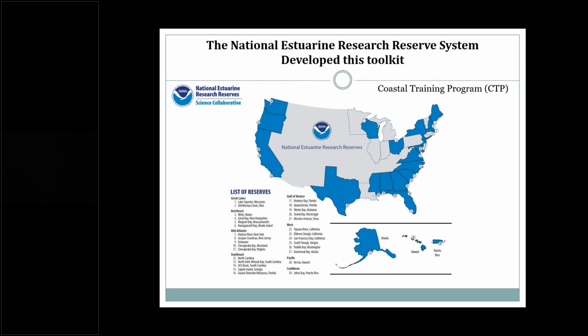So if you're unfamiliar with the National Estuarine Research Reserve System, it's a place of 29 marine protected areas shown here on all the coasts of the US, including quite a few on the Gulf of Mexico coast, soon to be adding Louisiana as a future reserve. And 14 of the 29 reserves participated in creating these tools. So it was a combined effort.